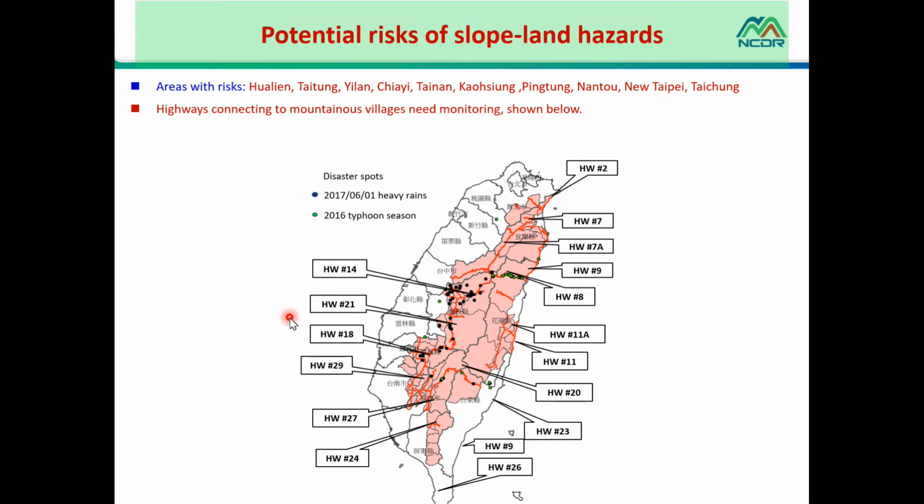We also give information about possible interruption to the highway system, showing the location of the highway and also the locations that have had disasters before. So historical data is also very important to help us make a forecast.